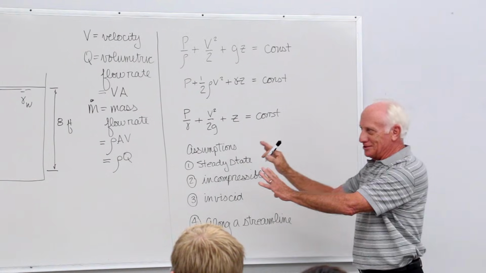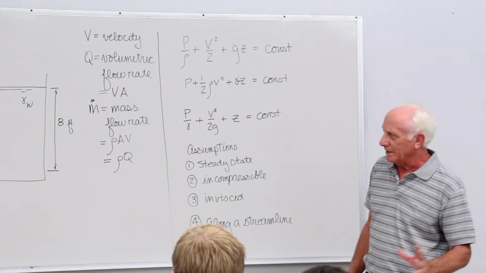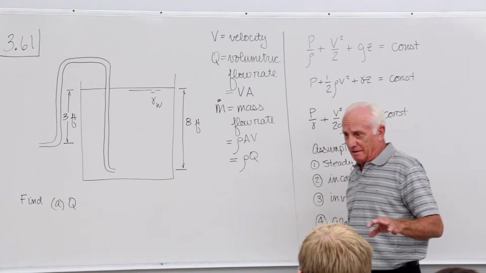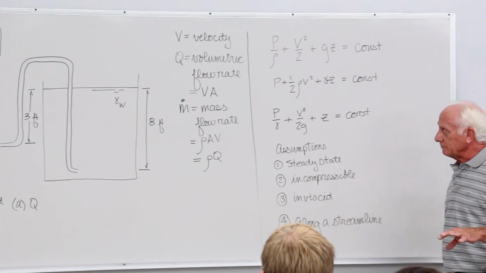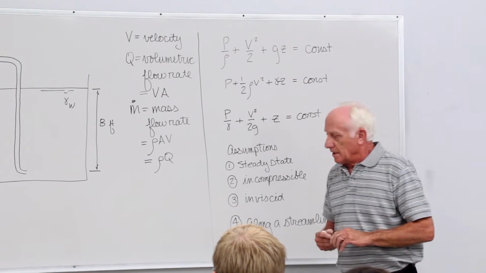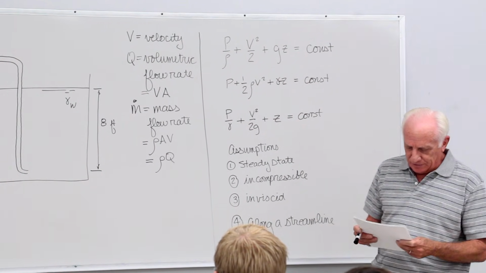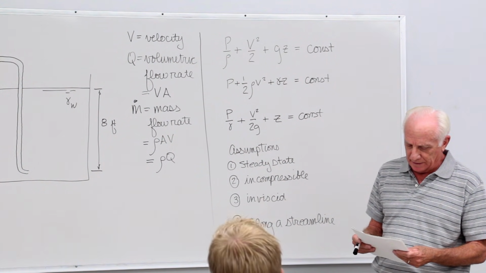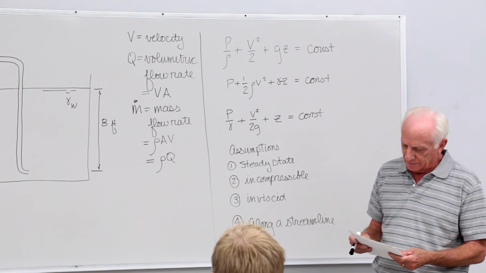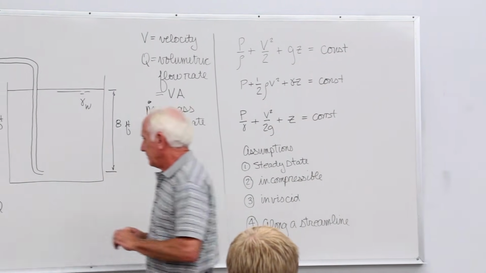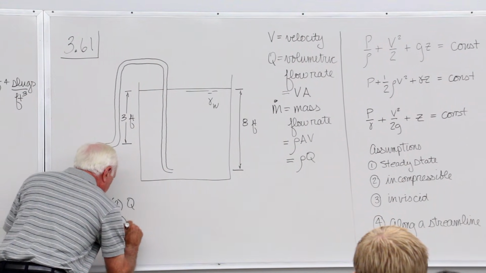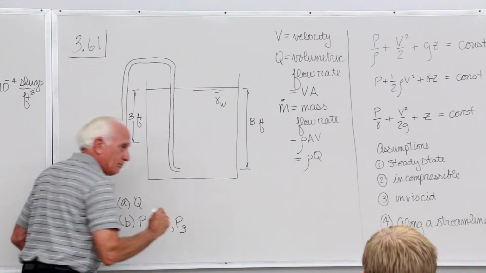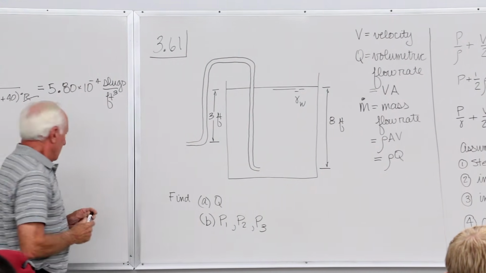Okay, now, this particular problem, he wasn't very specific, he said find the flow rate. He means to find Q. I would be more specific on the exam. I would say find the volumetric flow rate or the mass flow rate. But there they are, all 3 of them. And then he says, and also find the pressure at points 1, 2, and 3. Now, I'll give you points 1, 2, 3 soon.